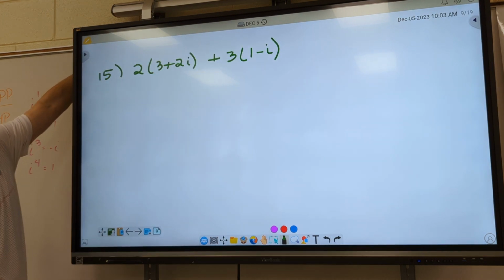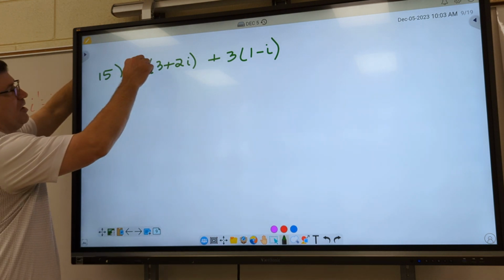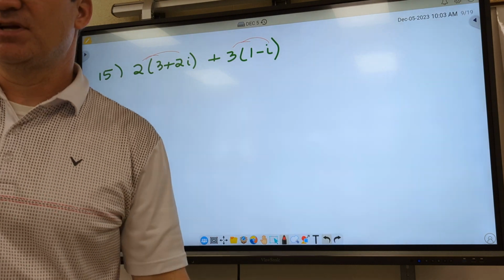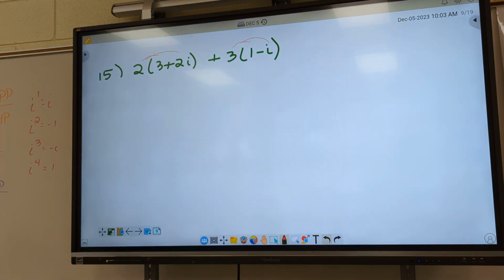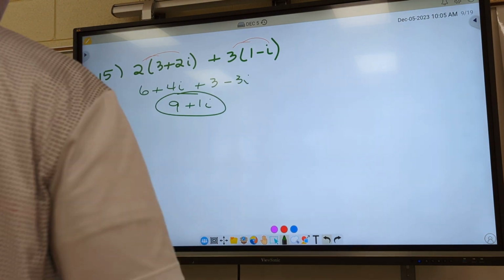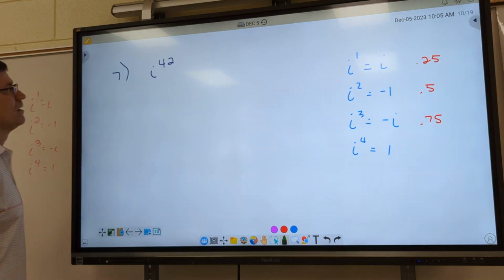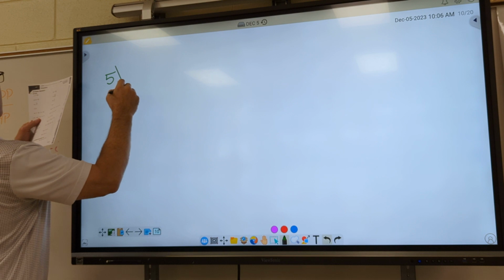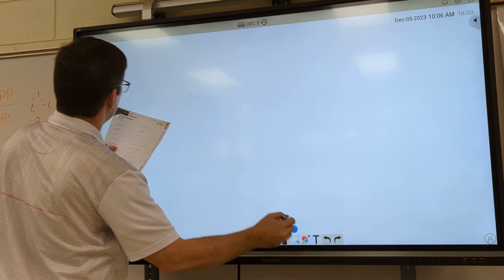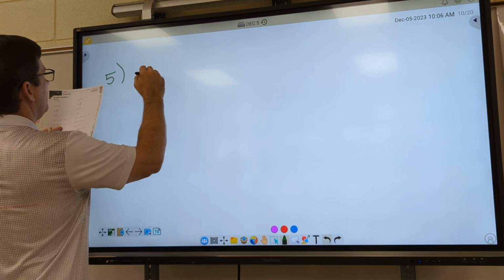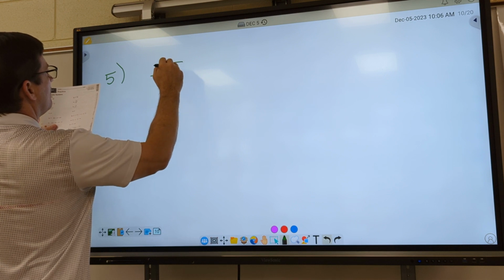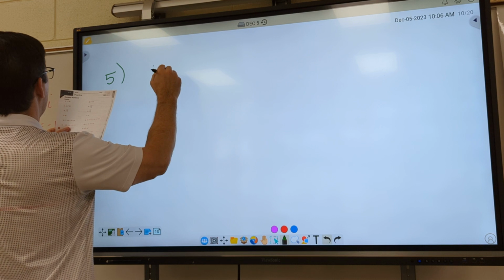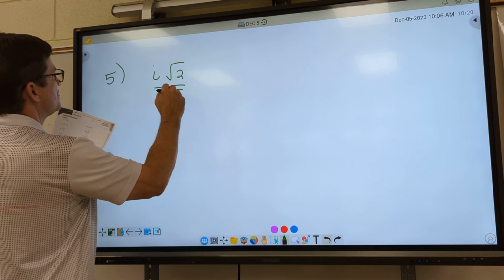All right, last one on this side. I want y'all to go ahead and distribute, then combine your like terms, see what you get. This one should be an easy one. And 6, we'll have to do by hand. Here's how you do it. Whoa, I didn't put 5 and 6 up. Here we go. Here's 5. I got, I messed up already. I got i root 2 over root 7.